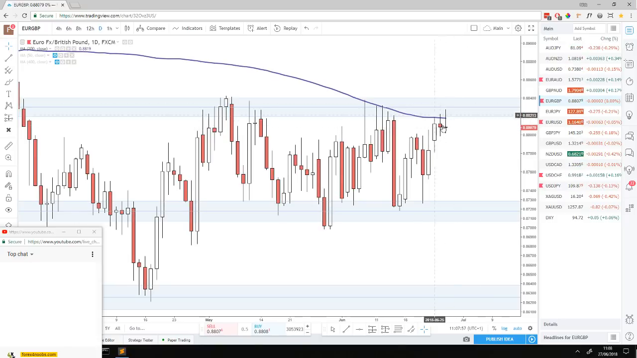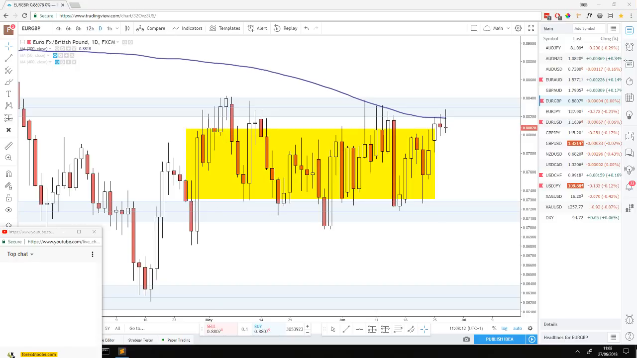EURGBP has pushed up to this resistance area. I still think there's good potential for a short trade here. It's just not a trade that I want to take because of all the mess to the left. It is just so messy to the left. If you look to the left, you just see price bouncing around through here like crazy. Now, if I were to go in short, then there's potential for that to just happen again.